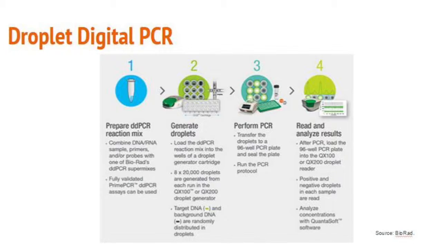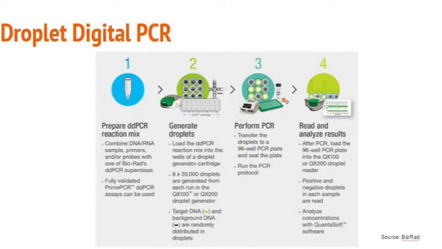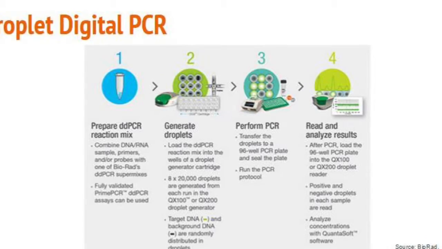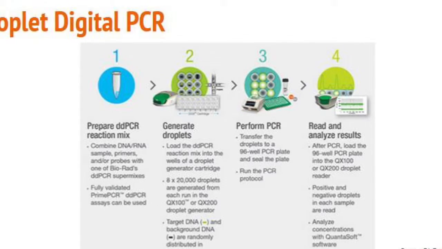Droplet digital PCR consists of fractionating the sample in millions of drops which will undergo individual reactions to quantify precisely the nucleic acids for a specific sequence.